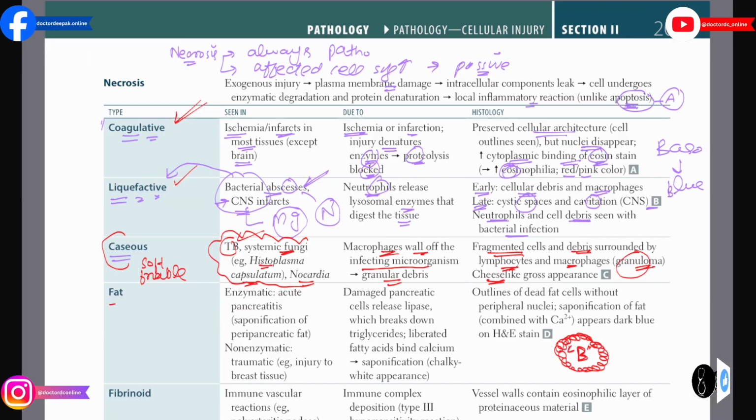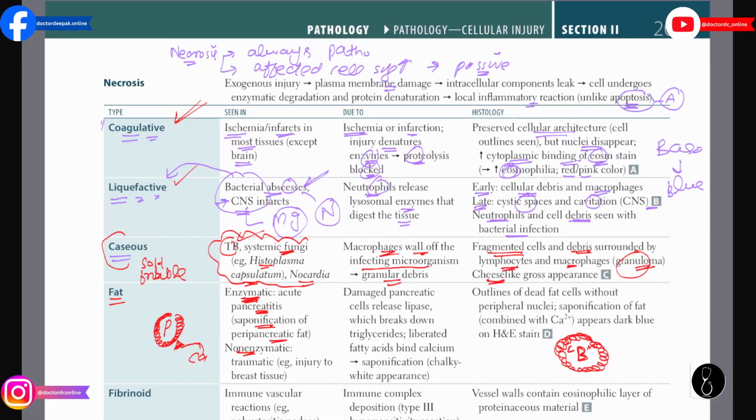Then after that, we have to read about fat necrosis. First of all, fat necrosis is seen in two main categories: one is enzymatic and the second one is non-enzymatic. First of all, enzymatic means if the person gets pancreatitis, there is accumulation of calcium on the surrounding tissue of the pancreas. Let's suppose this is the pancreas, and this is the surrounding fat of the pancreas, which is called peripancreatic fat. If calcium gets deposited on this tissue, this is called saponification of peripancreatic fat, and it is an example of the enzymatic type.